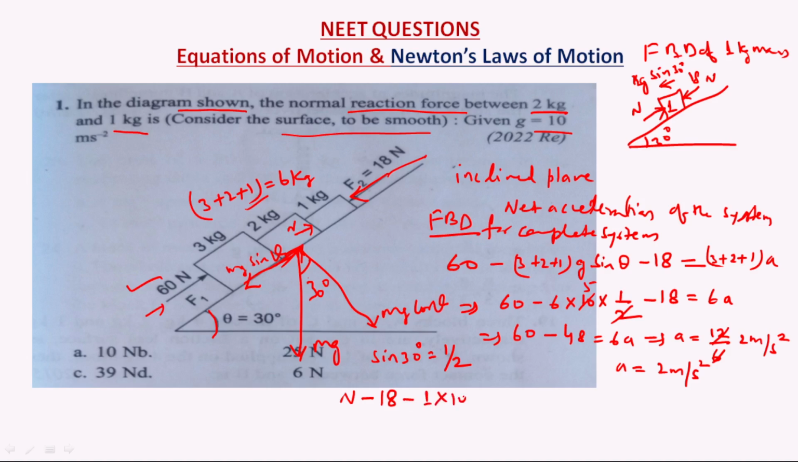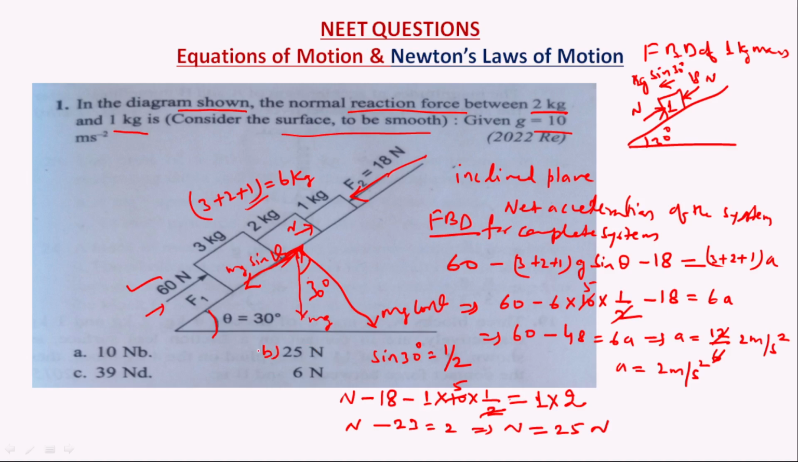So 1 into 10 into sin 30 degree, which is 1 by 2, and this will be equal to m, mass 1 kg, into acceleration. Acceleration of the system is 2 meter per second square. So N minus 18 minus 5, that is 23, is equal to 2, and this will be N is equal to 23 plus 2, 25 Newton.